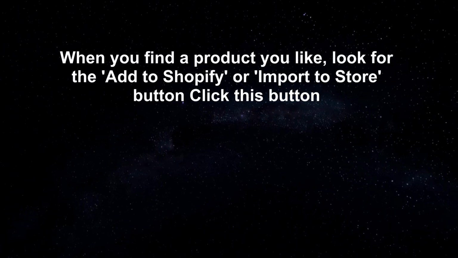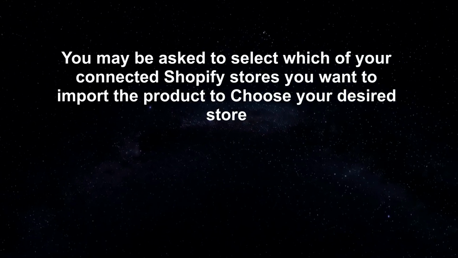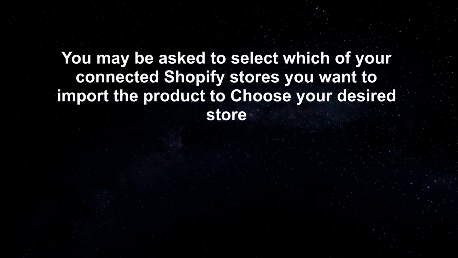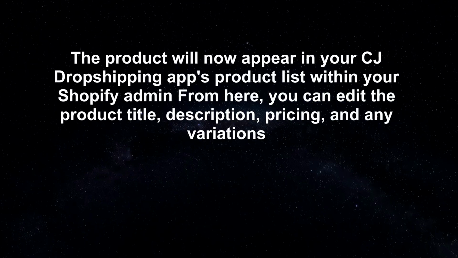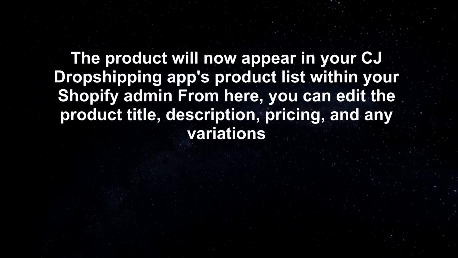Click this button. You may be asked to select which of your connected Shopify stores you want to import the product to. Choose your desired store. The product will now appear in your CJ Dropshipping app's product list within your Shopify admin.